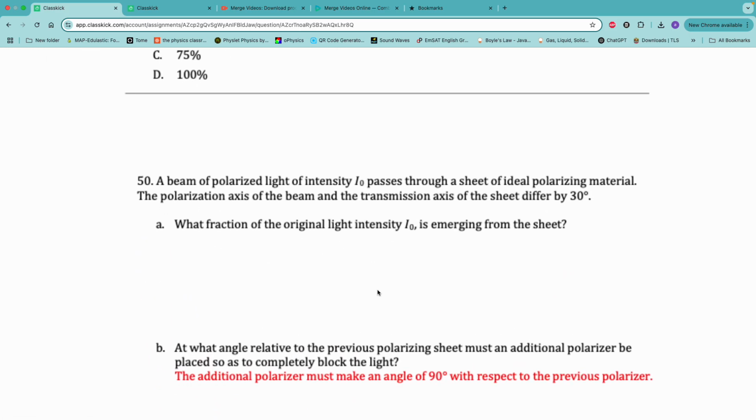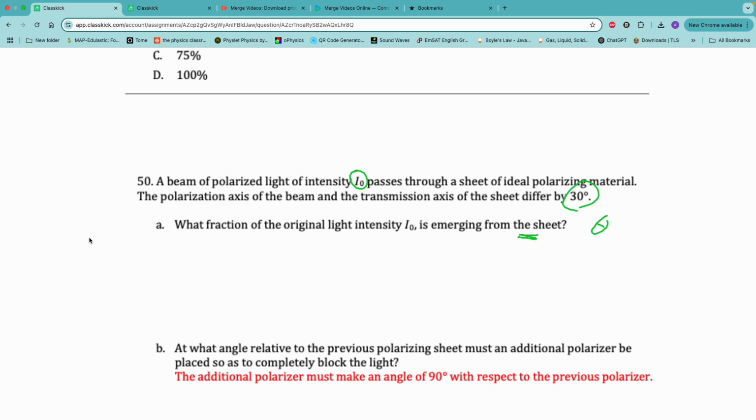A beam of polarized light of intensity I naught, we don't have numbers, it's just I naught, passes through a sheet of ideal polarizing material. The polarization axis of the beam and the transmission axis of the sheet differ by 30 degrees. So this is our angle. What fraction of the original light intensity is emerging from the sheet?